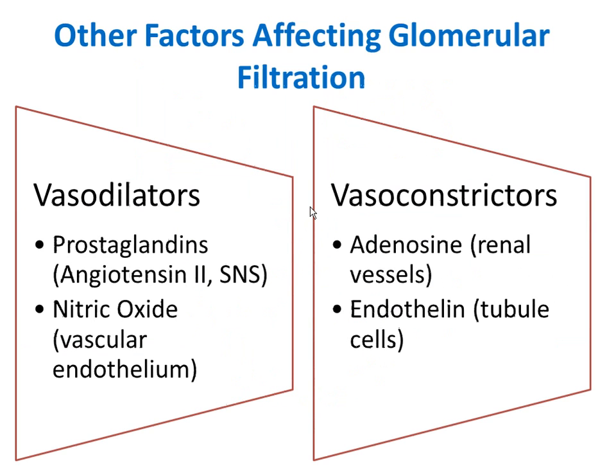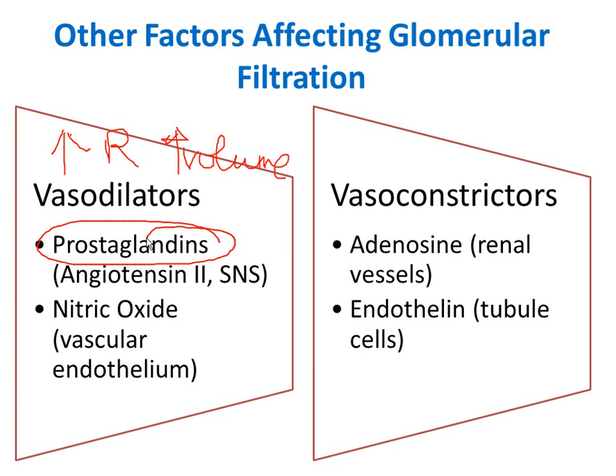All right, so other things we can do at the same time. Remember, I've said it a lot, but if something's really, really important, the body tends to be redundant. It tends to have more than one way to get the job done. So should you ever need to increase your rate, remember, in order to increase that filtration rate, I have to increase the actual volume of blood entering the glomerulus. And so we do that by dilating the afferent arteriole. So prostaglandins, and you can see angiotensin II falling in that category. This is sympathetic nervous system stimulation.